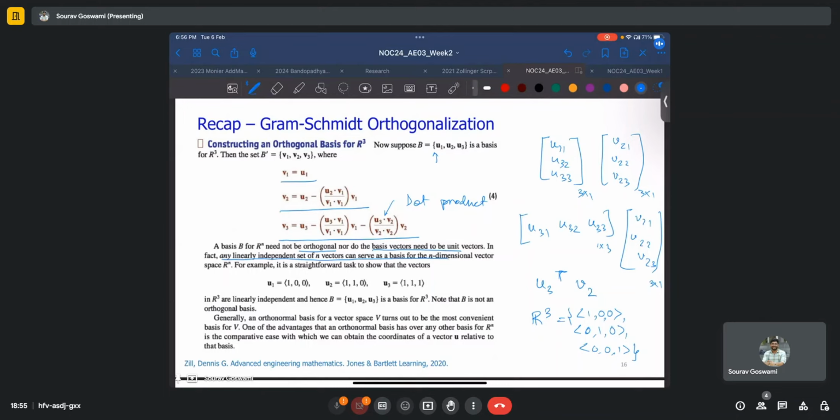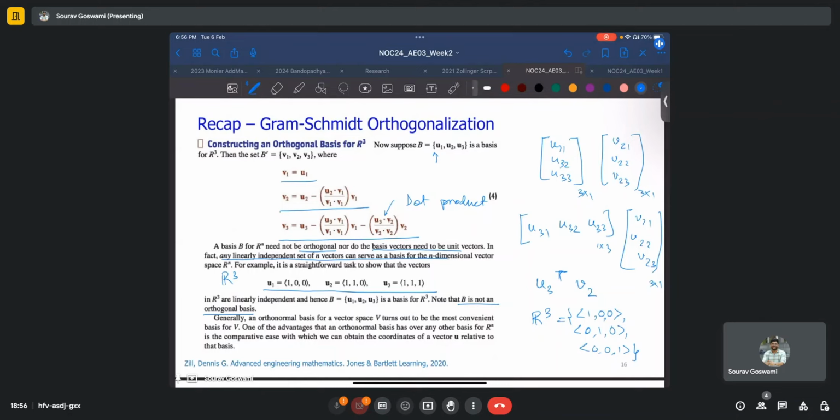Now they are unit vectors as well as mutually orthogonal, but that need not be the case all the time. Here it is shown that for the same vector space R3, 1 0 0, 1 1 0, and 1 1 1 also constitute a basis. They are linearly independent and they span the set. So B is not an orthogonal basis, but it does not have to be.